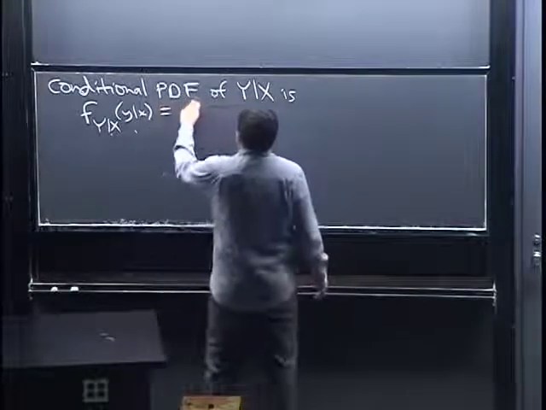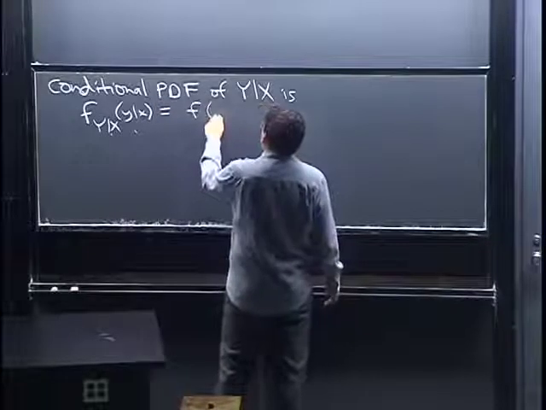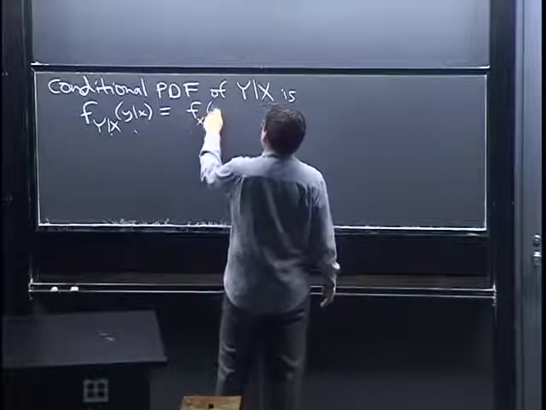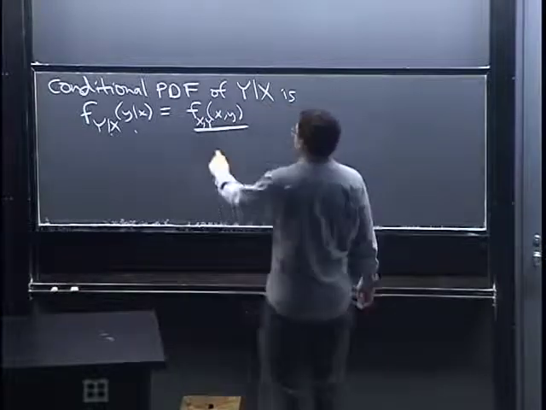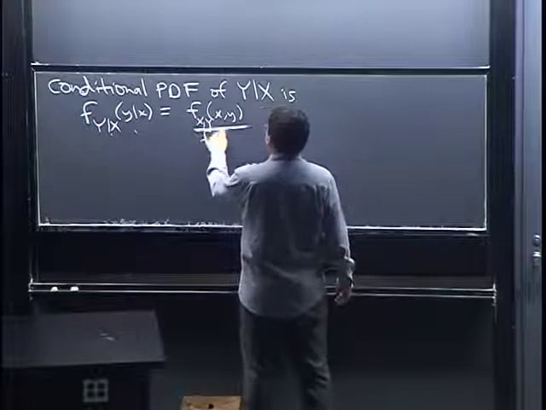Well, we could think of that as being the joint density divided by the marginal density of x.